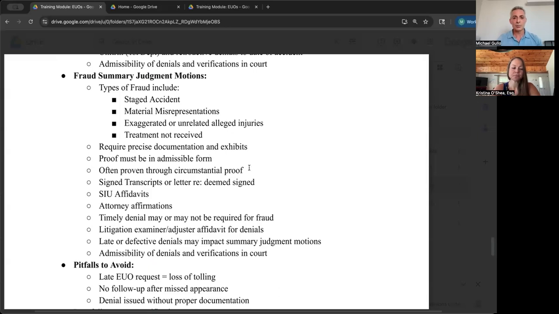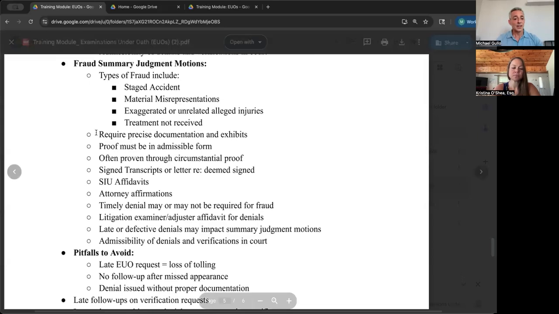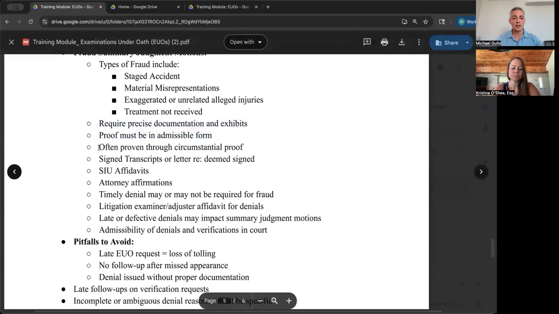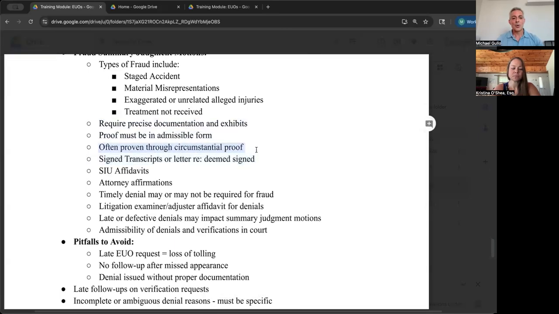So a fraud summary judgment motion in a simple no-fault case can be voluminous. It can be substantial with two or three different transcripts, different denials. And of course, an SIU affidavit will accompany that to link it all together in addition to the attorney affirmation. It's precise proof in admissible form: affidavits, affirmations from attorneys. Affirmations from lay people are acceptable now, but we go with the affidavit.